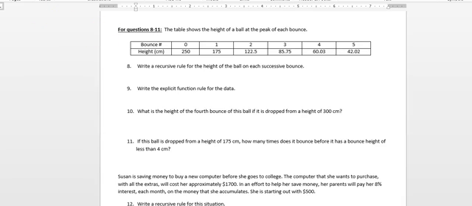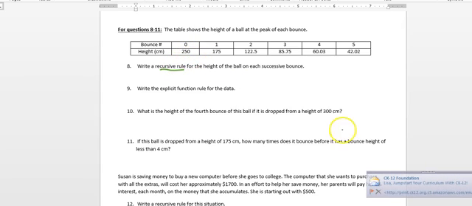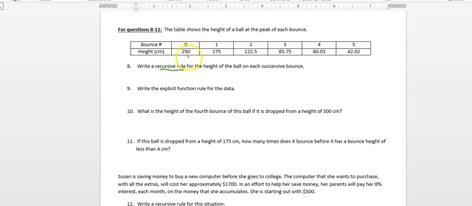Part 2 of the review for the semester final is going to start with question 8. First thing says write a recursive rule for the bouncing ball. So the first thing you want to do is determine if there's a common difference or common ratio. When you look from here to here, you'll notice that you have a ratio of 0.7. Here to here is 0.7, 0.7. So you have a common ratio, so this is an exponential function.